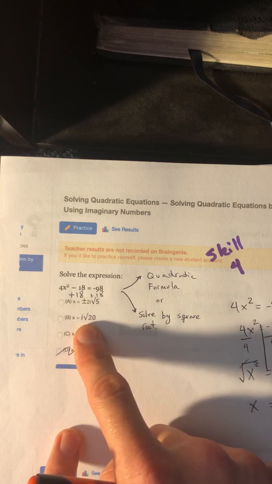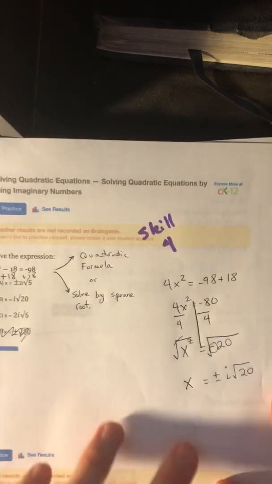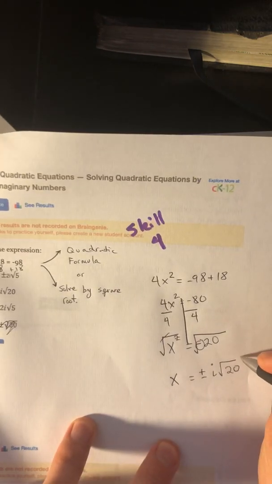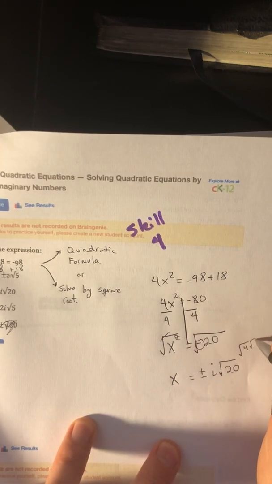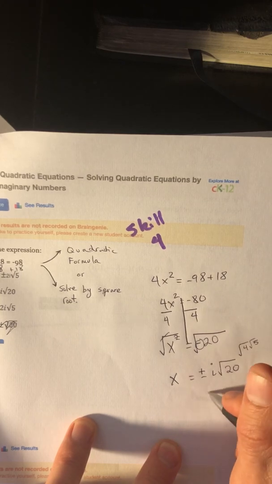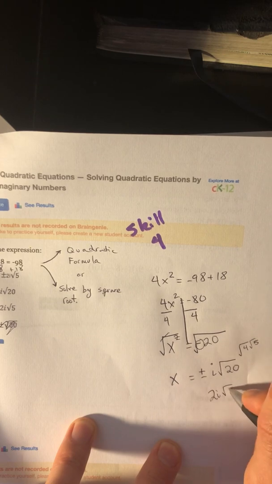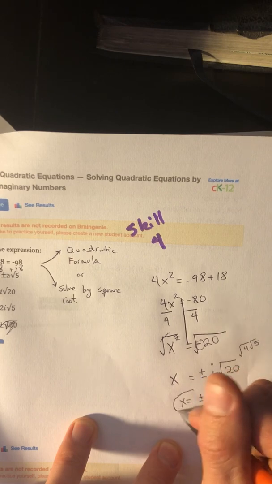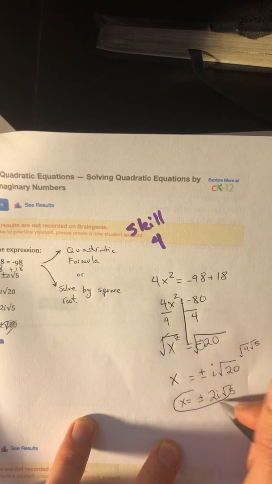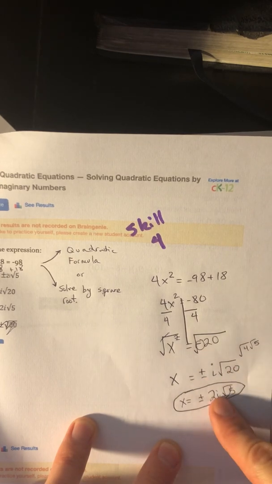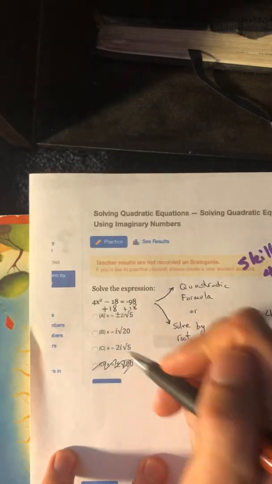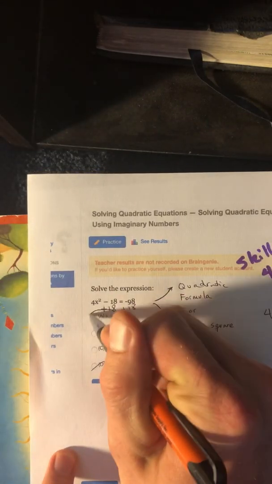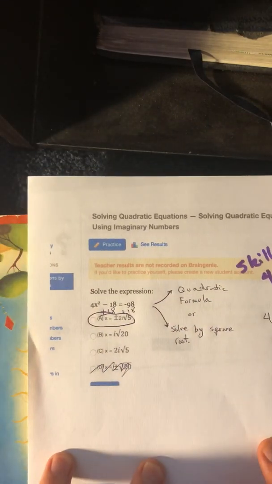square root of 20 can be simplified. So this is 4 and 5. And then this becomes 2i root 5 plus minus. And these are your two answers right here. This is a conjugate pair. So my answer has to be plus or minus 2i root 5.